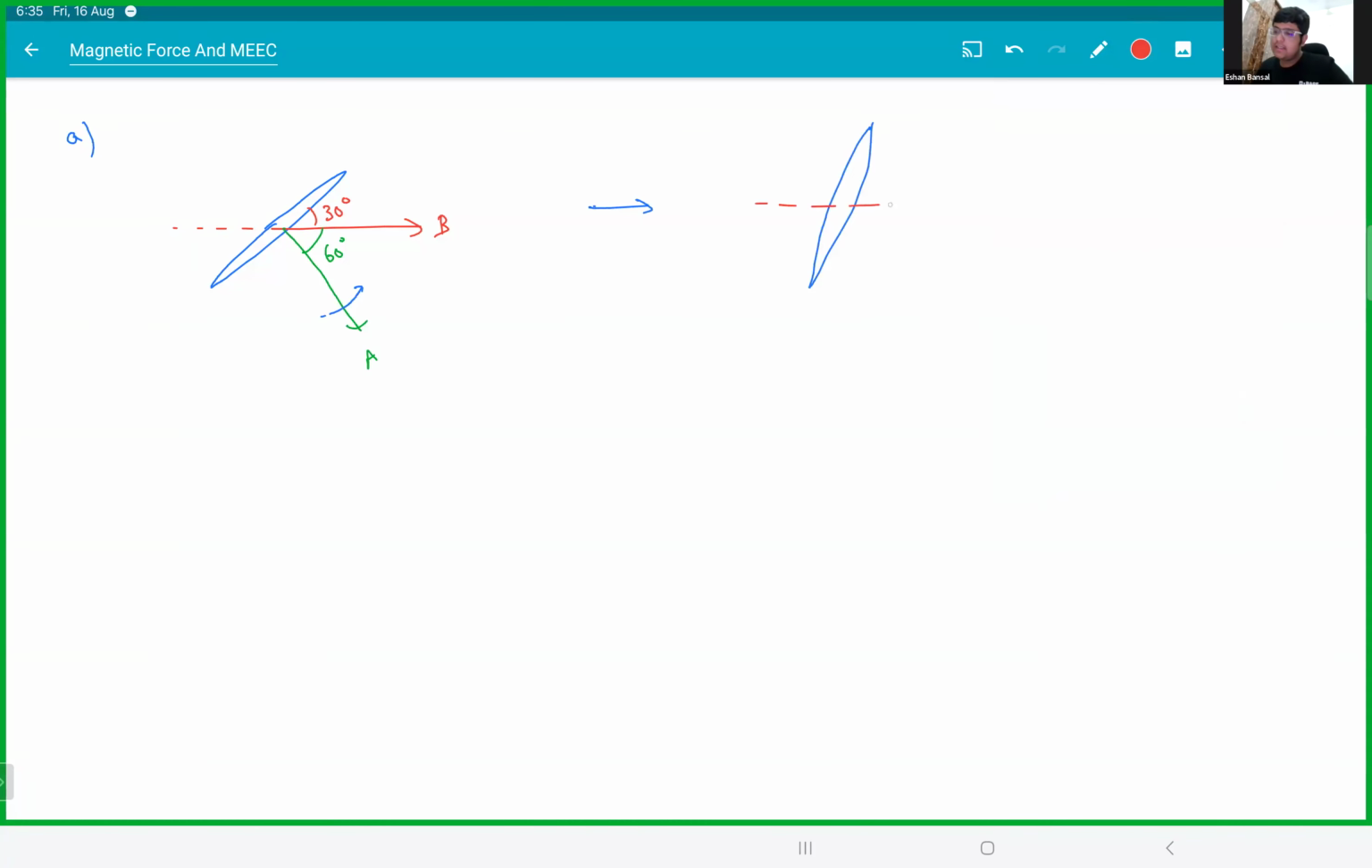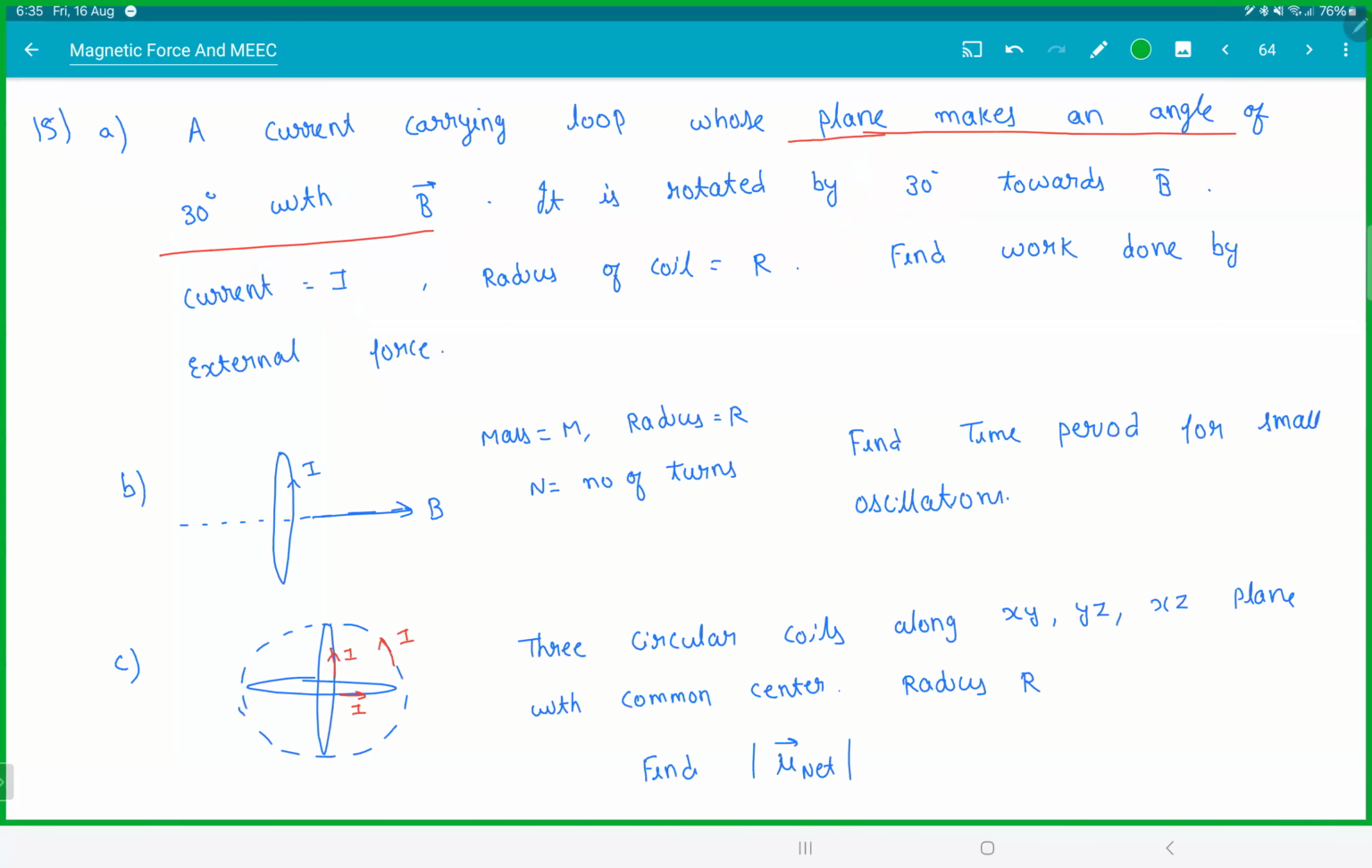Sir, it is written that it is rotated by 30 degrees towards B, which means it should become like in the plane with B now. So it will be like this. It's rotated towards B bar. The plane of the ring is towards B bar, so it should become parallel with B bar. Plane of the vectors rotated by 30 degrees, B bar, so it should be like this. No?